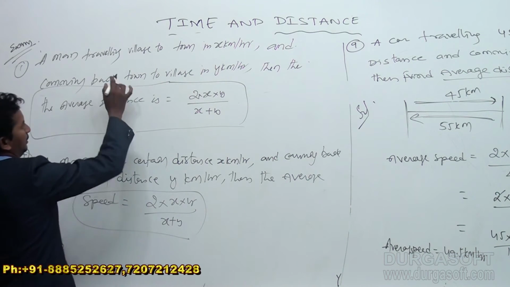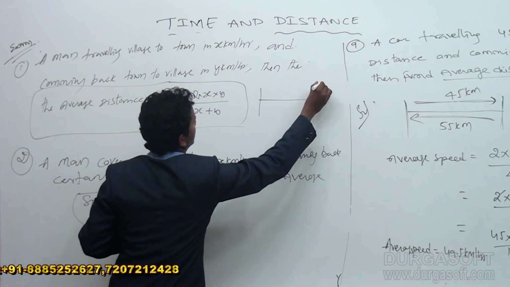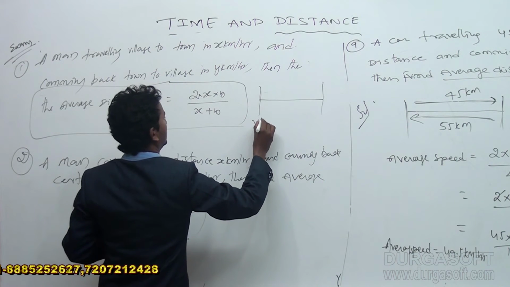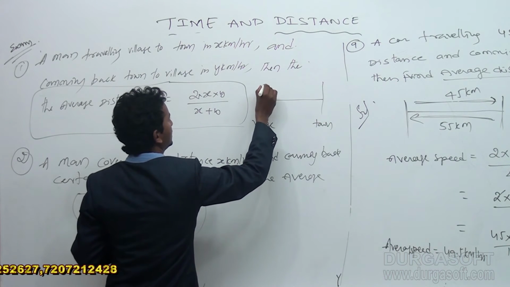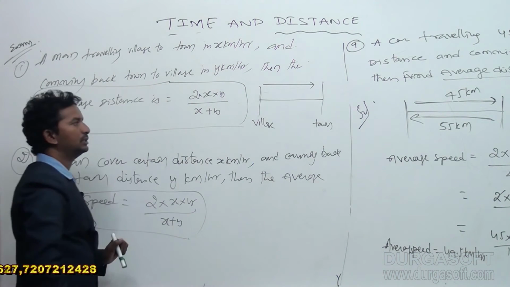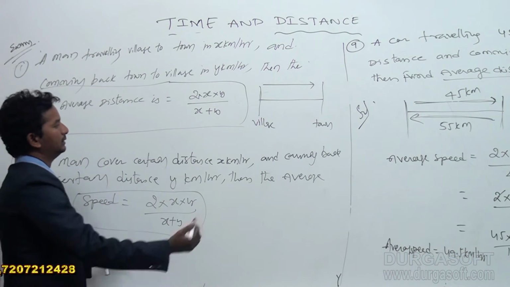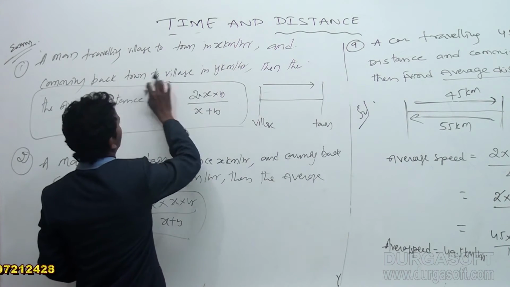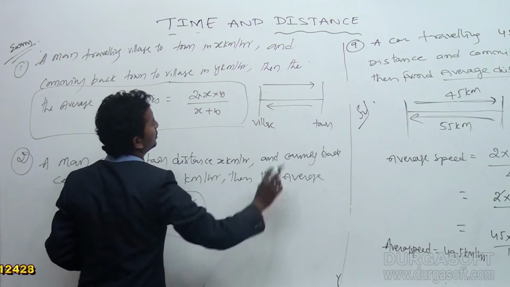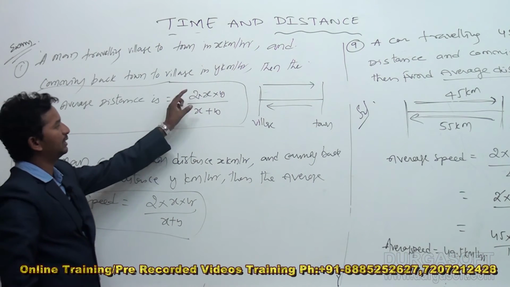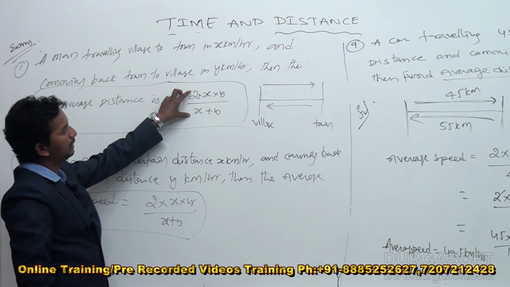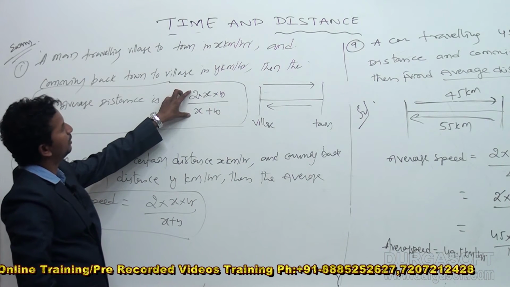See here, this is the village and this is the town. So this is coming, the same distance will be constant here, and this one also town to village, then the town to village distance is also constant. Then when the distance is constant, the average speed of the entire journey is equal to 2 times of x into y divided by x plus y.